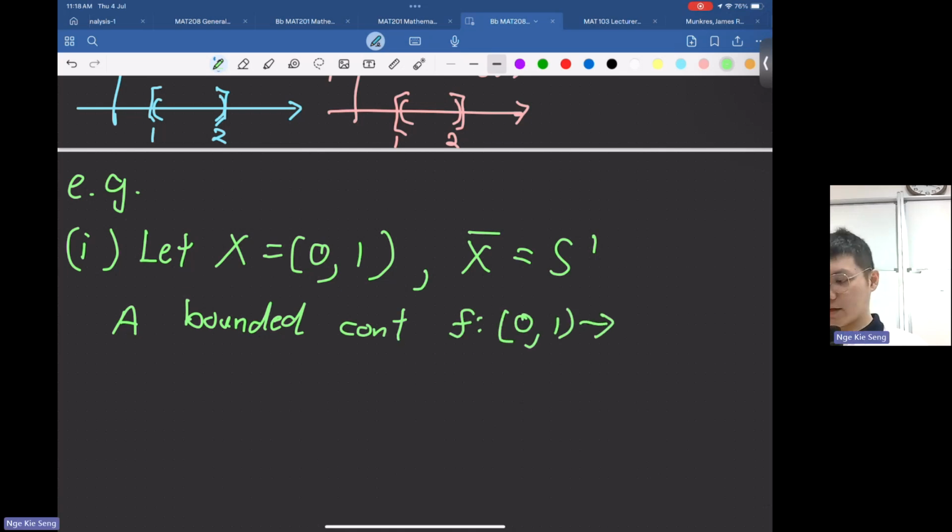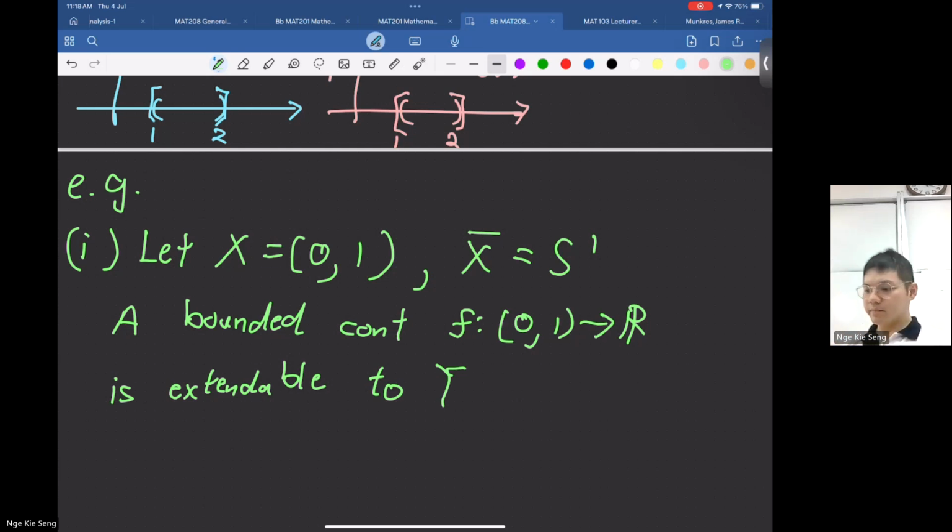So when can you extend a bounded continuous function on the interval 0, 1? What do you think? When can you extend it? You have 0, 1, and some function, but you want to connect the two endpoints of your domain together, right? And you want to define it such that the function on it is continuous.